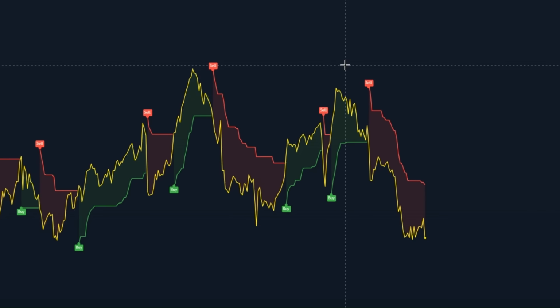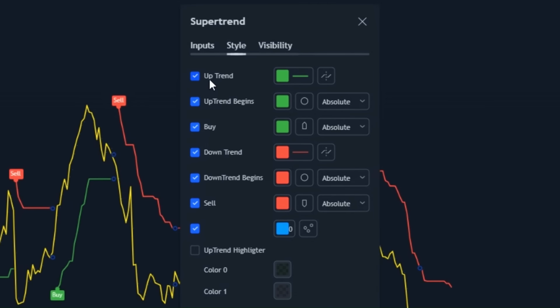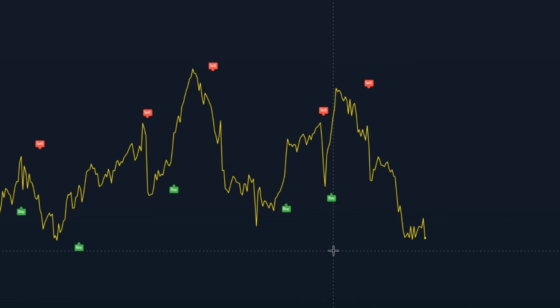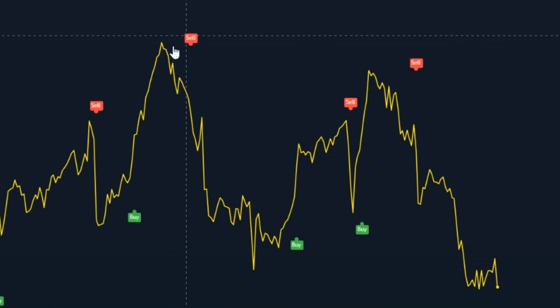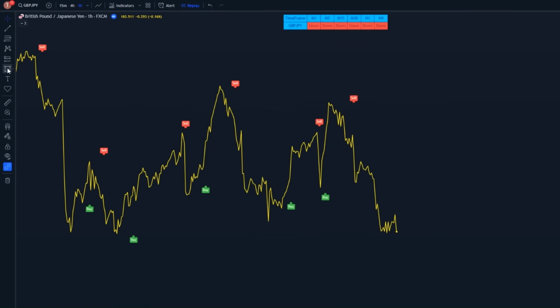The first thing we're going to do is click on the super trend indicator, and we just want to remove the highlighter on the uptrend side and the downtrend. You can also remove the uptrend line here and the downtrend line here. This just cleans up the chart really nicely, and all you have to look at is the sell label and the buy label.